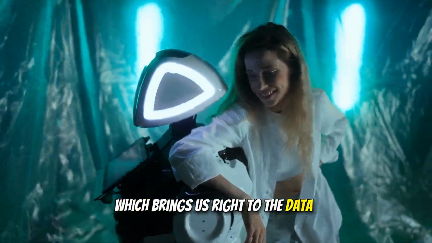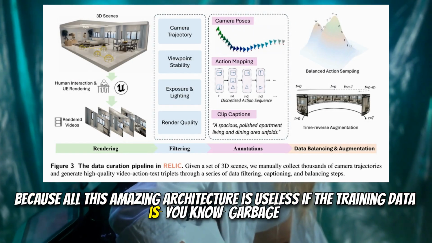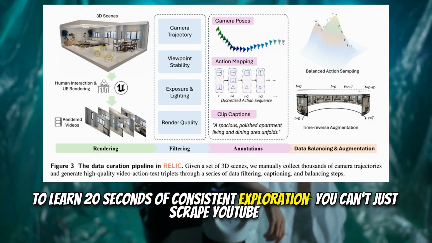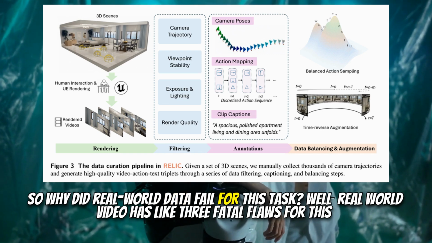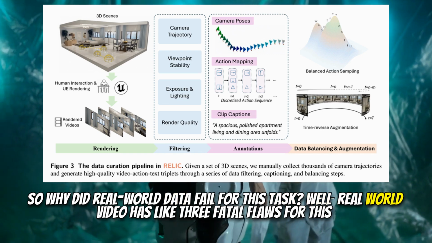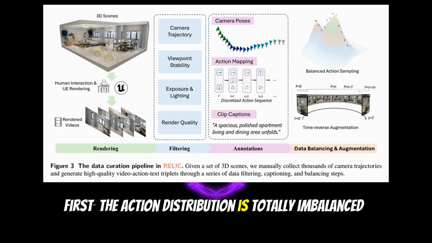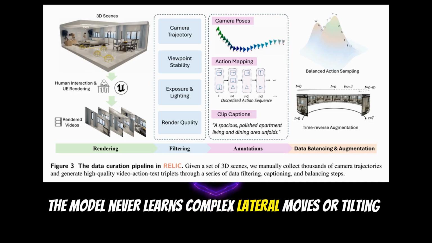Which brings us right to the data. Because all this amazing architecture is useless if the training data is garbage. For sure. To learn 20 seconds of consistent exploration, you can't just scrape YouTube. So why did real-world data fail for this task? Well, real-world video has like 3 fatal flaws for this. First, the action distribution is totally imbalanced. It's all just forward movement. The model never learns complex lateral moves or tilting.